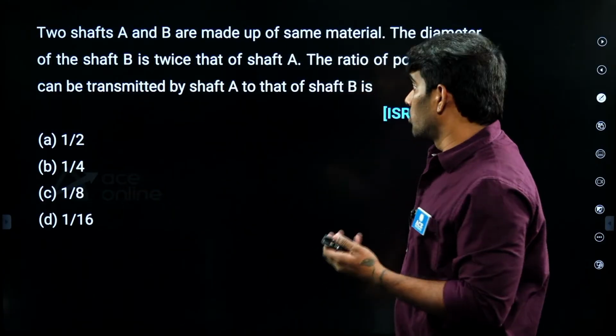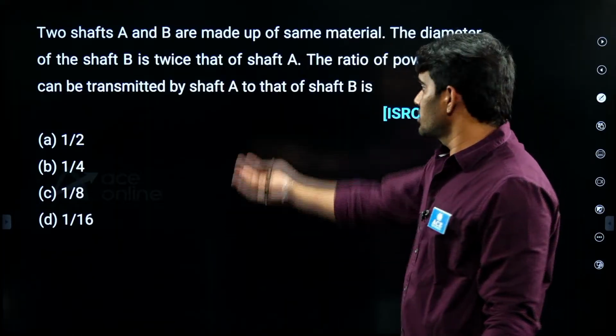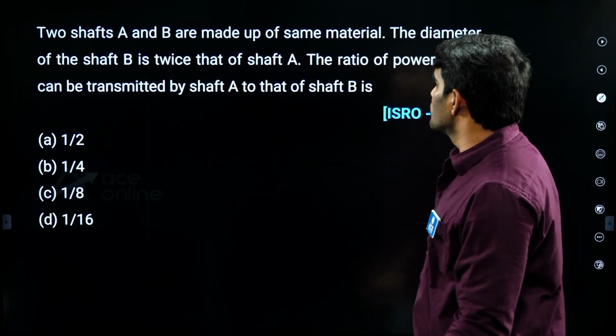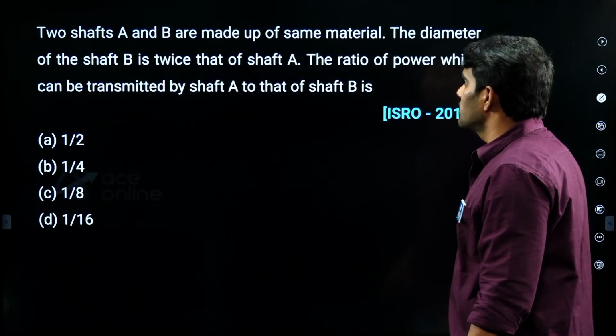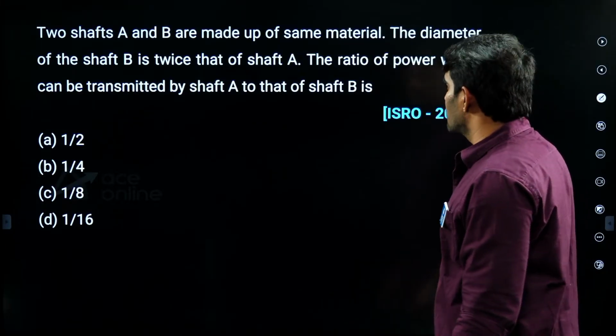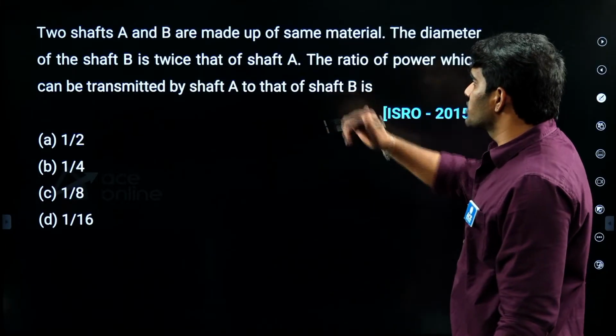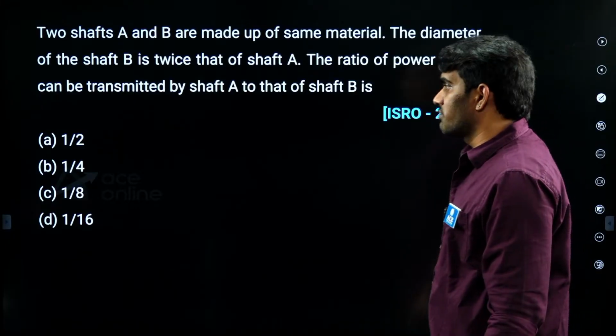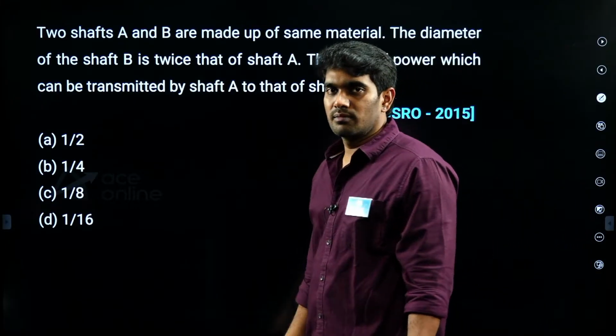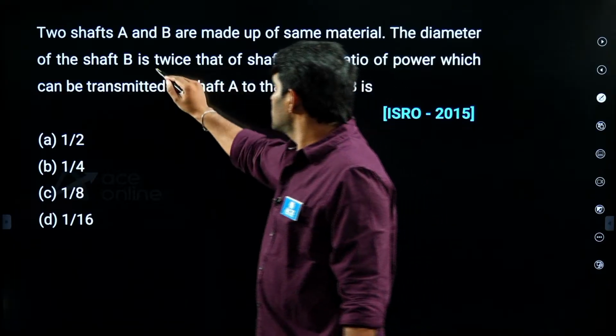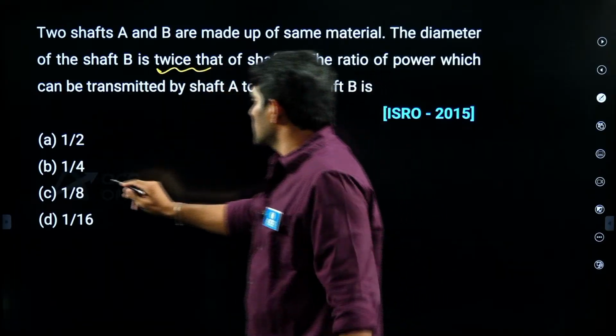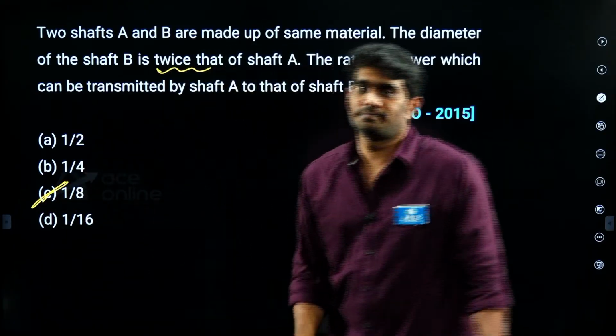Again, a similar kind of question. Now you tell me what the answer is. Two shafts A and B are made of the same material. The diameter of shaft B is twice that of shaft A. The ratio of power which can be transmitted by shaft A to that of shaft B is? So what is the answer here? Now again, as he says twice here, the answer has to be C.